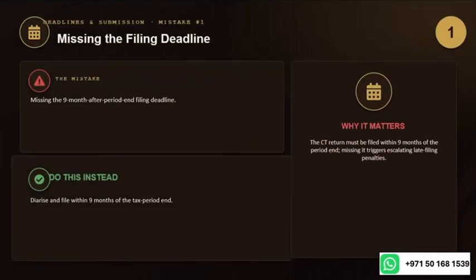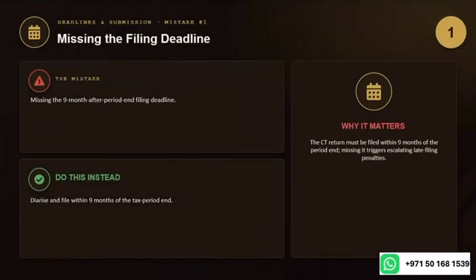Mistake number 1 is missing the filing deadline. It's crucial to file within 9 months of the tax period end to avoid significant penalties. Instead, diarize and file within this timeframe to stay compliant.